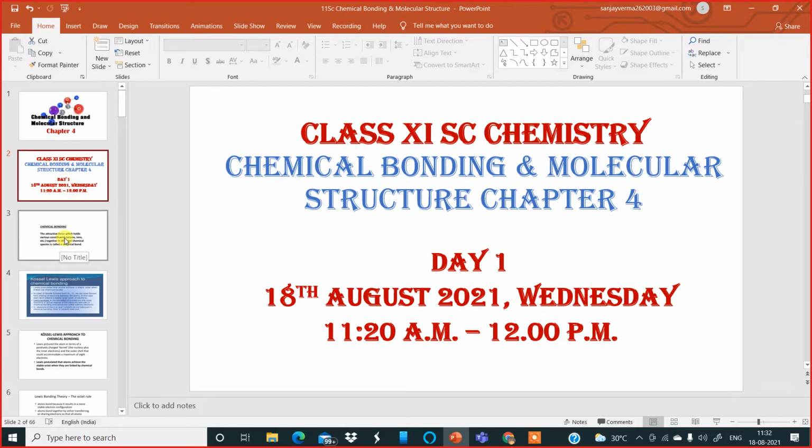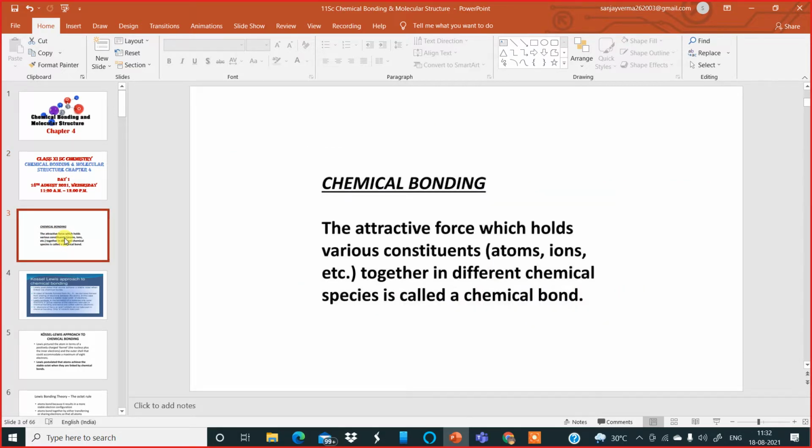The first thing that I would like to say is the word chemical bonding. Now, in very simple language, chemical bonding is an attractive force which holds various constituents, and those constituents can be atoms or ions, which are held together in different chemical species. And this attractive force is called a chemical bond. That is the basic approach to this chapter, chemical bonding.